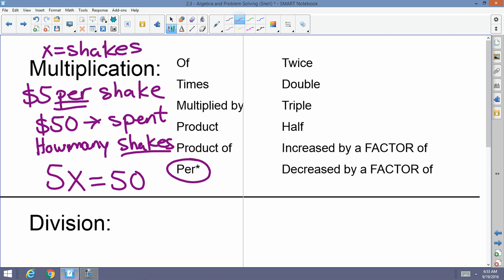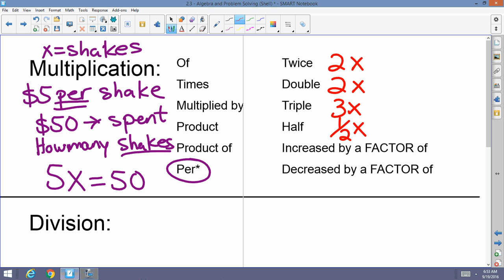Let's talk about these: twice, double, triple. Twice just means 2 times whatever they're talking about. So it's just 2 times. Double is the same thing, 2 times a variable x, 2 times x. Triple just means 3 times x. Half just means half times x.